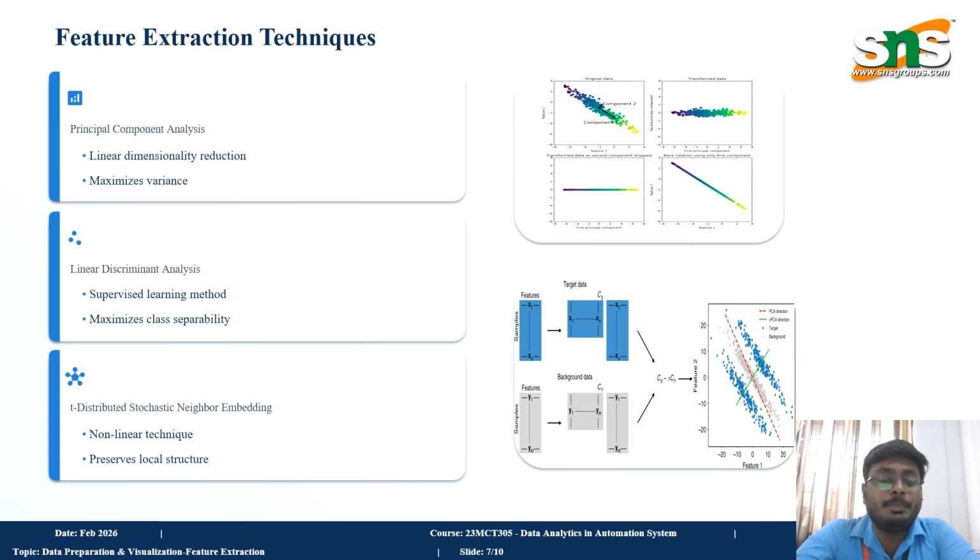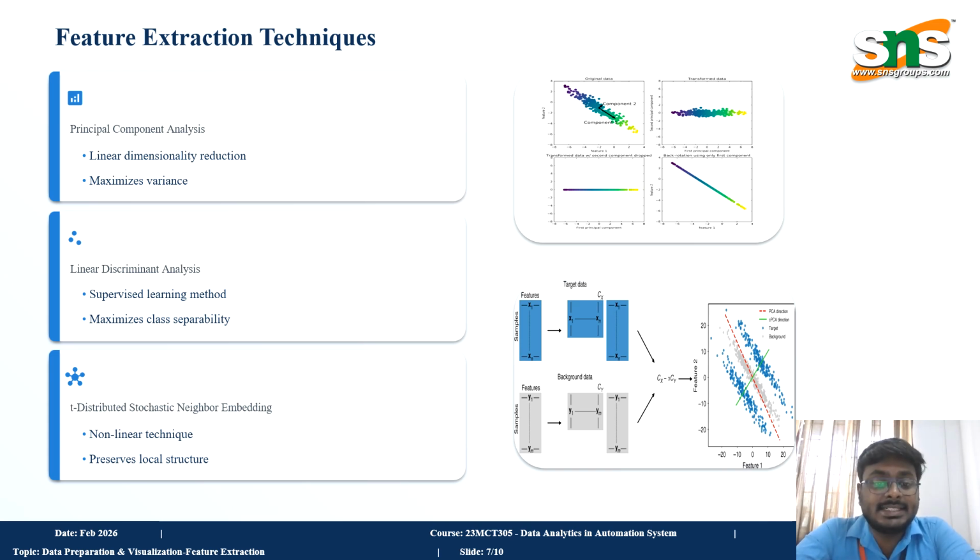Now let's explore the specific feature extraction techniques. First of all is the principal component analysis, that is PCA, a linear method for dimensionality reduction that maximizes variance. It finds new axes where data spreads out most, like compressing images while keeping key info. Look at these plots showing original data transformed. Secondly comes the linear discriminant analysis, that is LDA. This is supervised, used for classification. It maximizes the class separability, projecting data to highlight differences between groups, great for fault detection in systems.